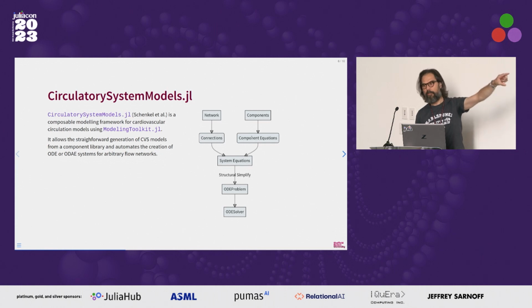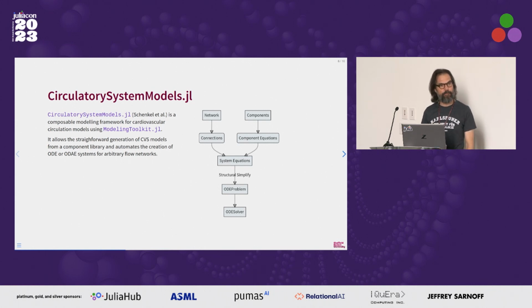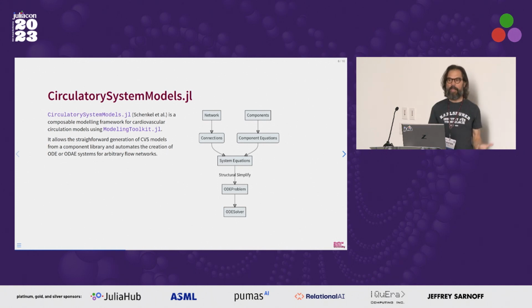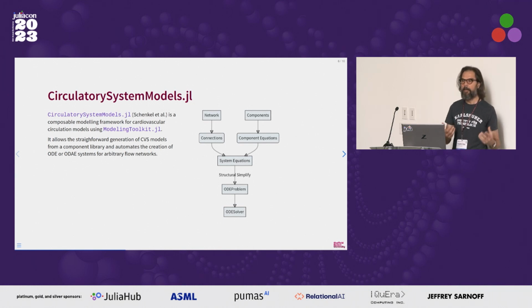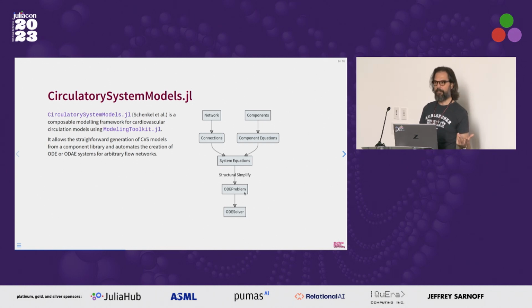So the right branch here, that's what circulatory system models.jl has. The left branch is what you need to do. And then you have the system equations, basically solving the Kirchhoff loops and adding all the ODEs. And then the magic happens in structural simplify, which is a function in ModelingToolkit, which I describe as a dozen mathematicians in a box, which rip apart all these equations and put them back together. You get an ODE system, which is optimized for DifferentialEquations.jl solution. And then you just throw that at any ODE solver that you want.